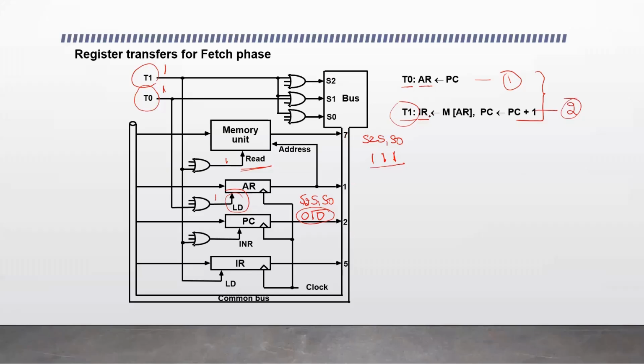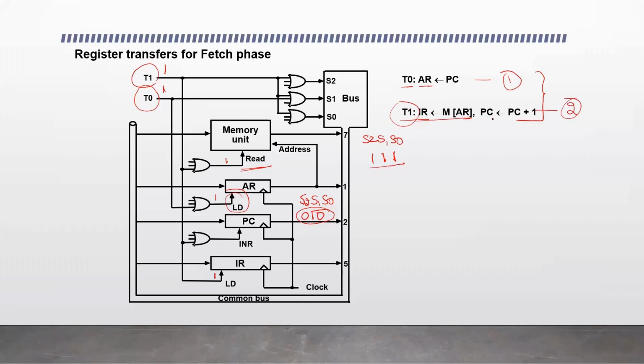Now what needs to be done? The load input of this IR needs to be active. If you observe this, T1 is connected to memory, PC and IR. When T1 is 1, this load input will become active and the IR can be loaded with the instruction from memory that is placed on the bus. The instruction can be loaded into the instruction register IR. That is this operation.